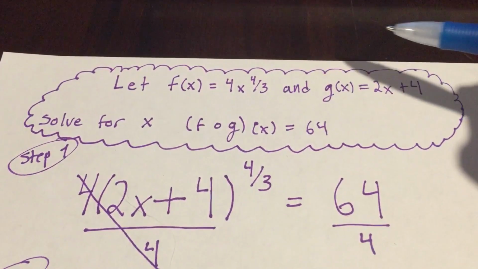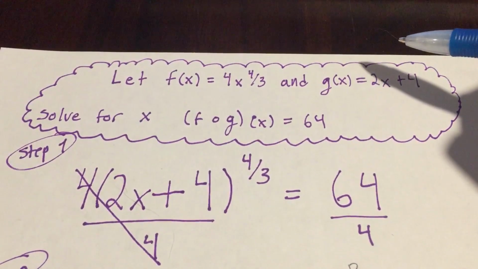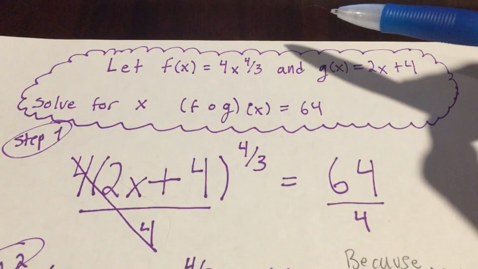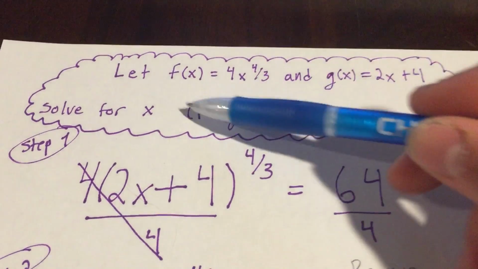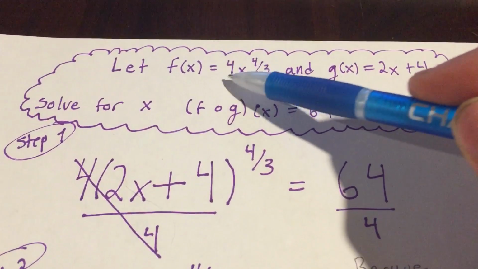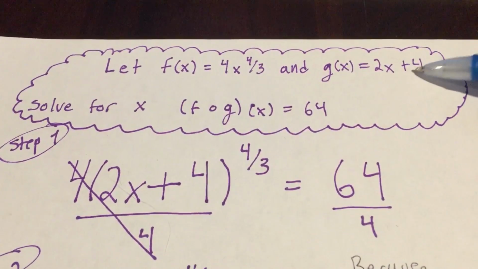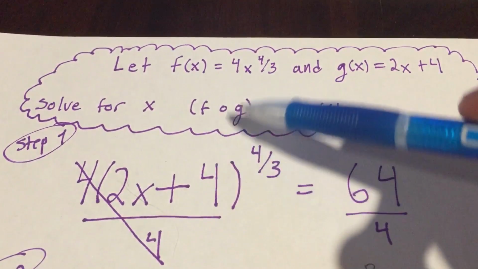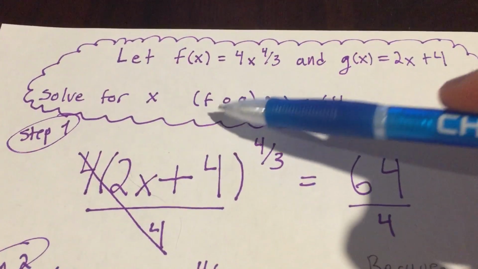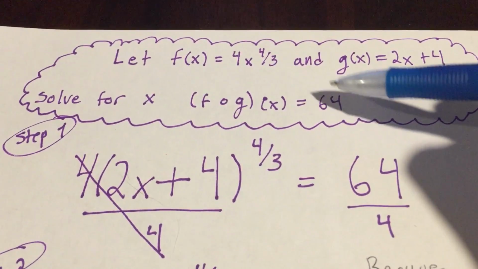Okay, so here is our Unit 6 radical functions makeup credit problem. It says let f of x equal 4x to the 4/3 and g of x equal 2x plus 4. And then we are solving for x. And it gives us this equation: f of g of x equals 64.